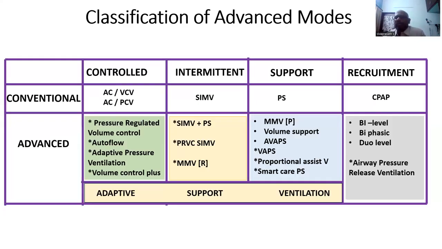In support modes, that is pressure support modes, the higher modes are volume support, volume assured pressure support, proportional assist ventilation, and SmartCare. In recruitment modes, the advanced modes based on CPAP are bilevel modes and APRV.